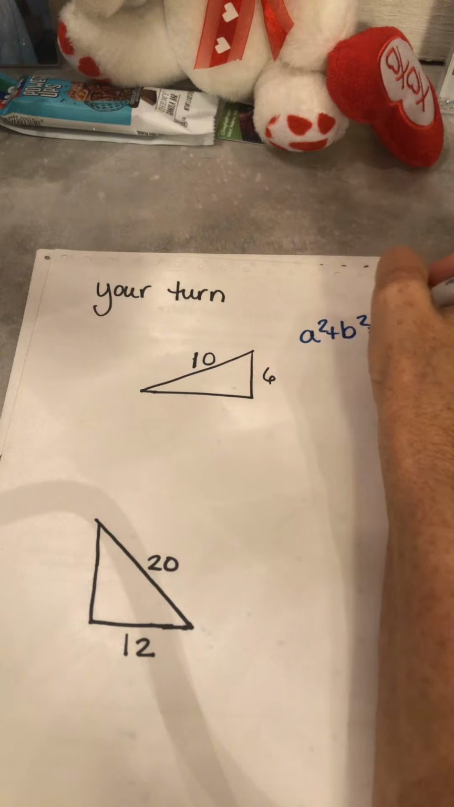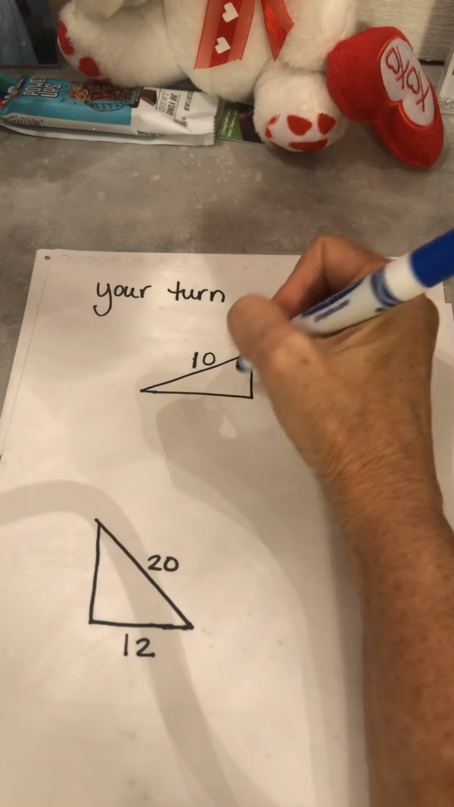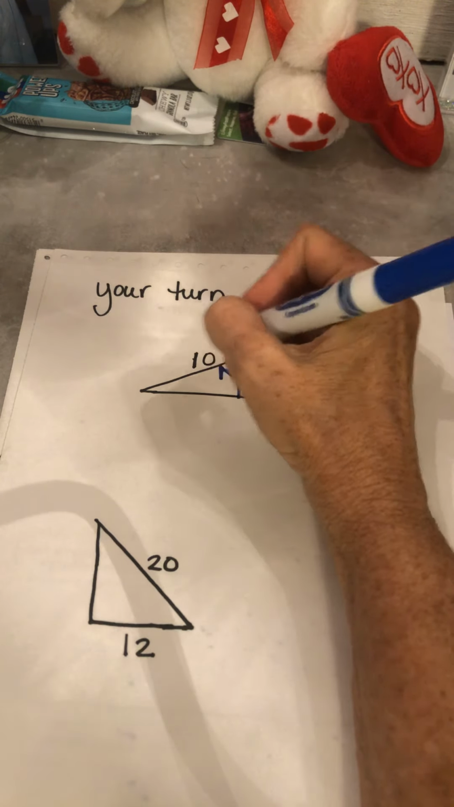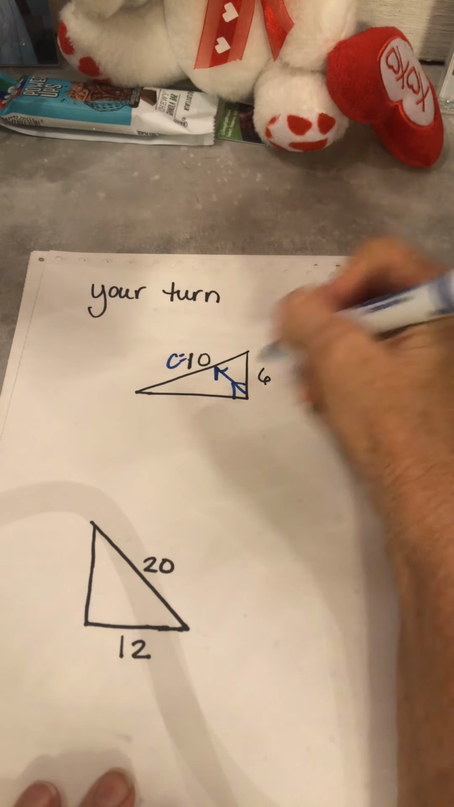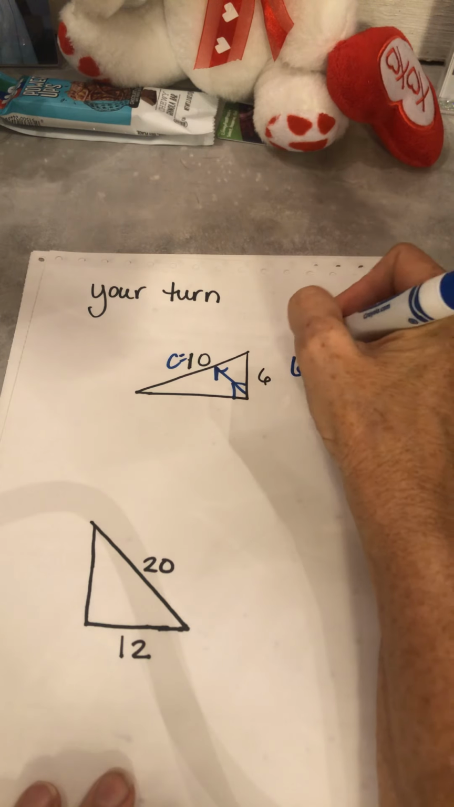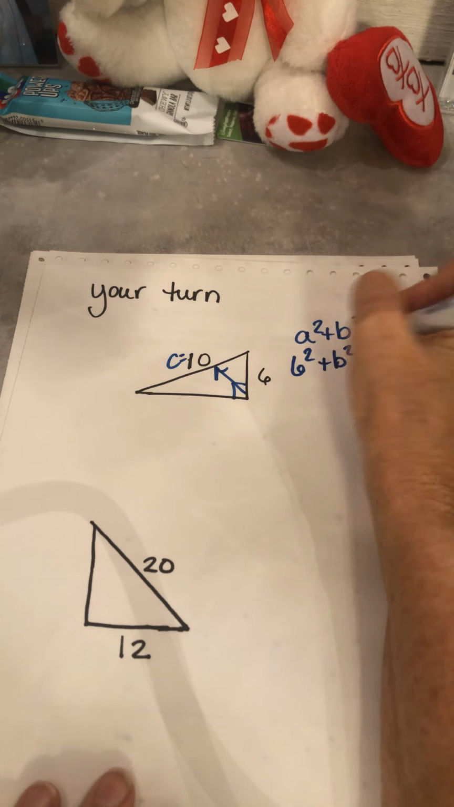All right, so you're back. I hope you paused. I hope you tried it out. I hope when you did this, you realized that this is C, my hypotenuse. And it doesn't matter where I put 6. I could put it here. I could have put it here. I'll still get the same answer.